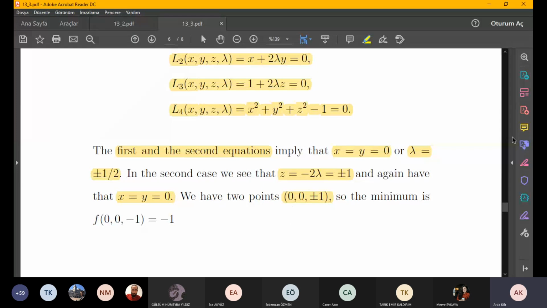And if we just compute the value of the function at (0, 0, 1) and (0, 0, minus 1), we can see minus 1 is the smallest value between those two values. So that has to be the absolute minimum value of f(x,y,z) on that unit sphere.